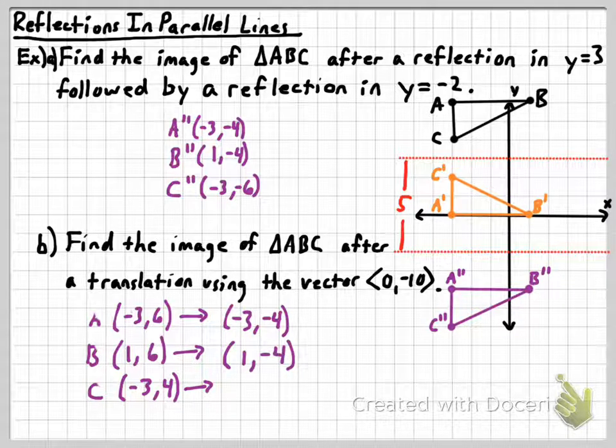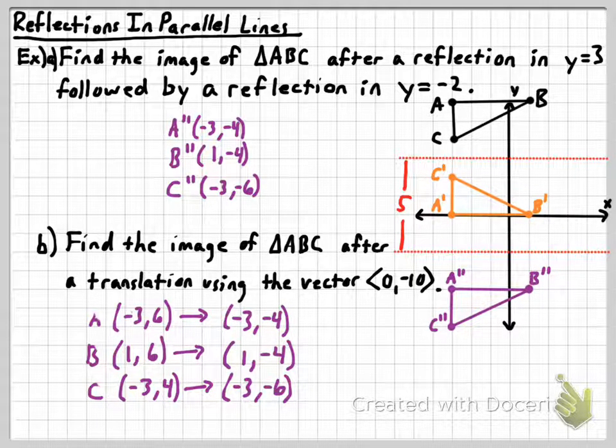That matches up with our A double prime, B double prime. And if I were to do the same thing with point C, which was at negative 3, 4, that would get us to negative 3, negative 6. So you can see, indeed, that that double reflection gave us the same thing as had we translated 10 units straight down. All right, pretty cool.